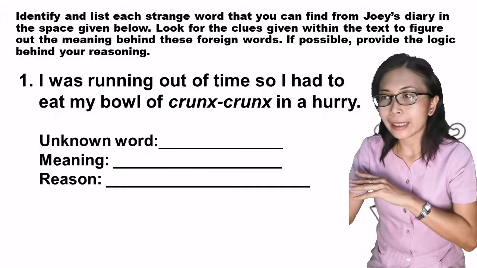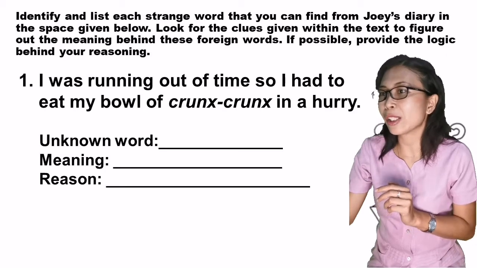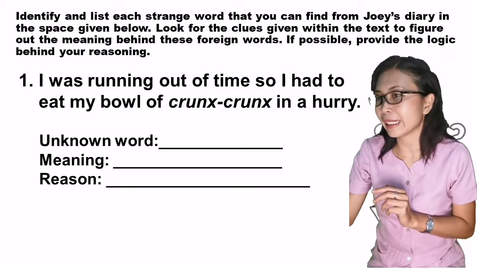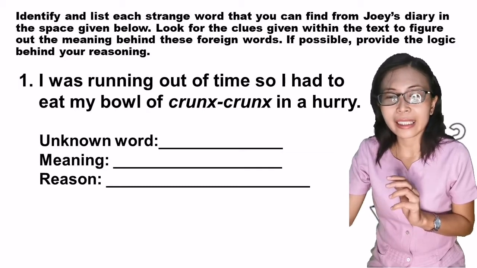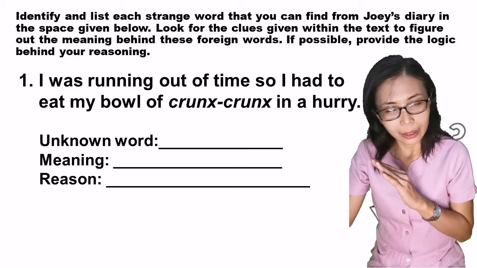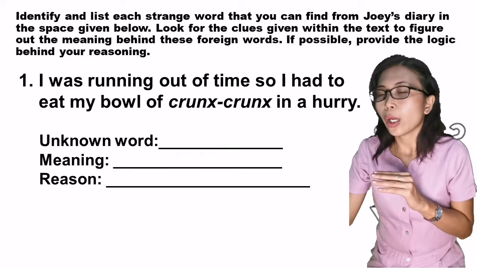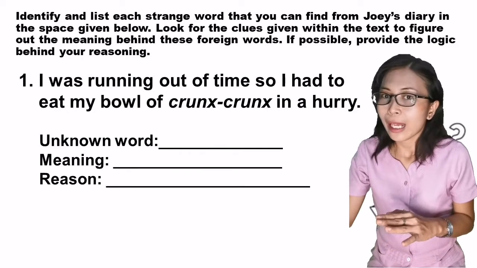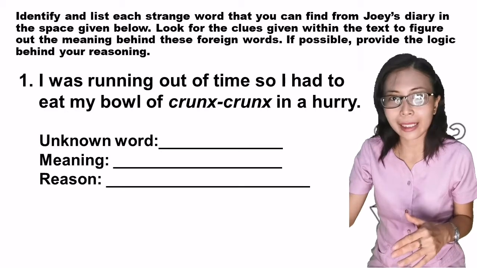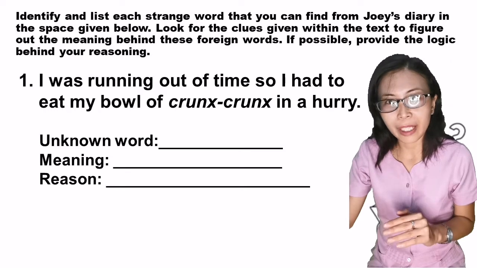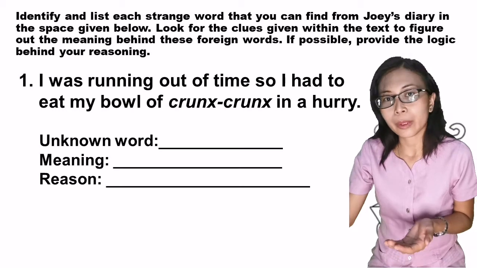For group 1, the sentence is that I was running out of time, so I had to eat my bowl of crunch in a hurry. The person speaking in that sentence is Joey. He has to reach the school as soon as possible, but before that, he has to eat a bowl of something. And as we know, a bowl is a container, especially for food.